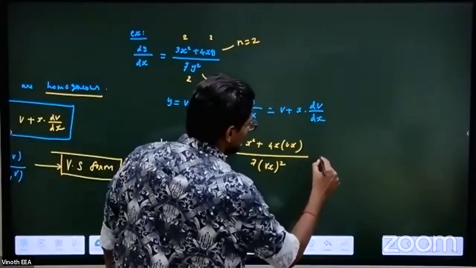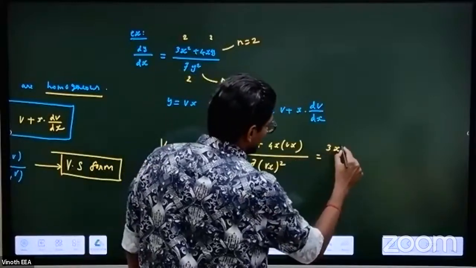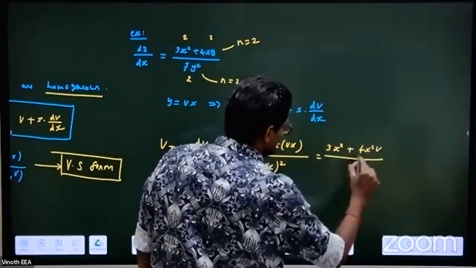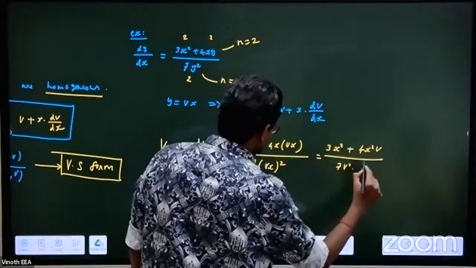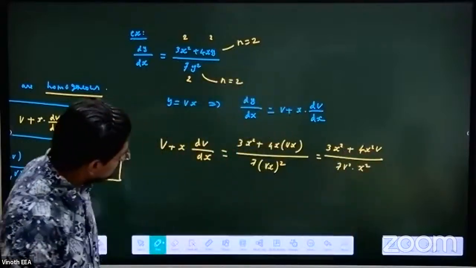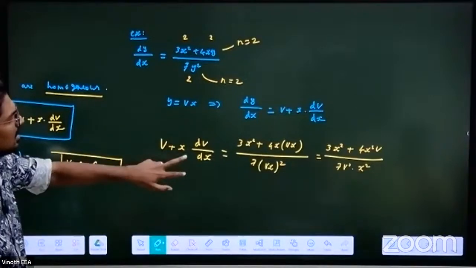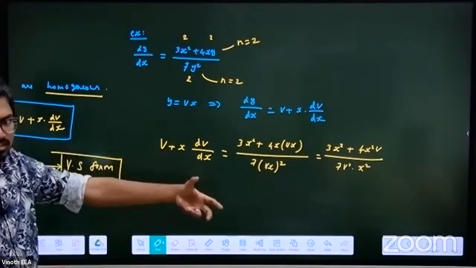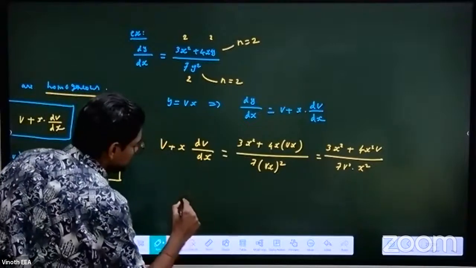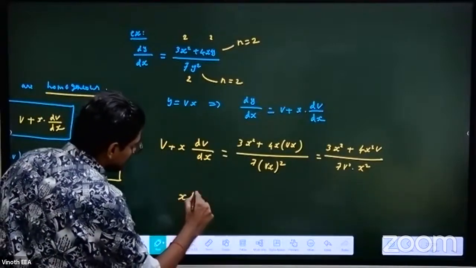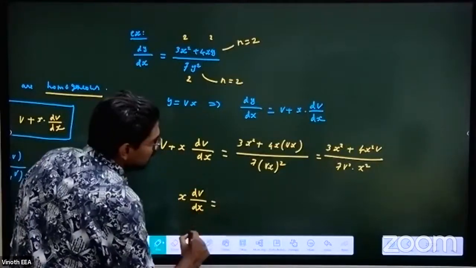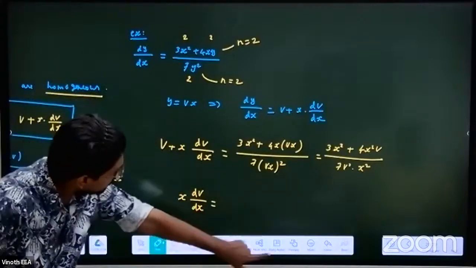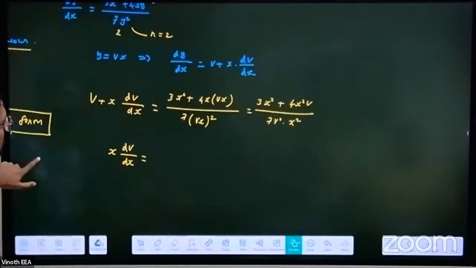So what will happen to numerator, 3x square plus 4x square v by denominator 7v square into x square. Okay, I will keep only dv by dx at one side. dv by dx மட்டும் ஒரு சைடுல வச்சிட்டு மத்த எல்லா டேர்மும் அடுத்த சைடு எடுத்துட்டு போறேன். Okay, so dv by dx, first I will bring this term, will be equal to what? I'm just bringing this v term there. கொஞ்சம் length, I will write down all the steps, okay, because I don't want to skip any steps.